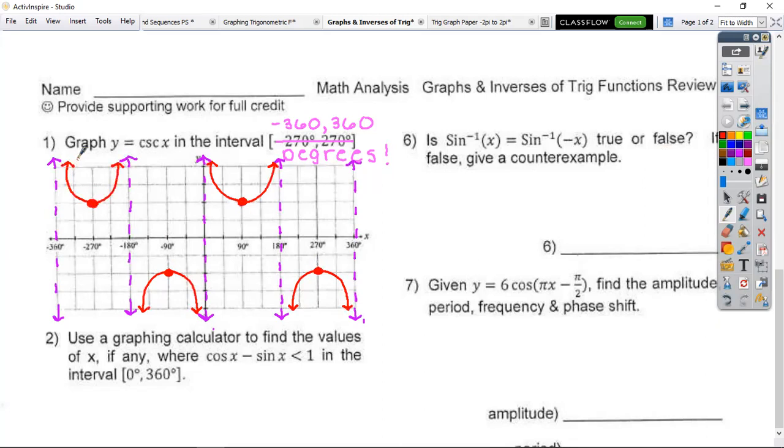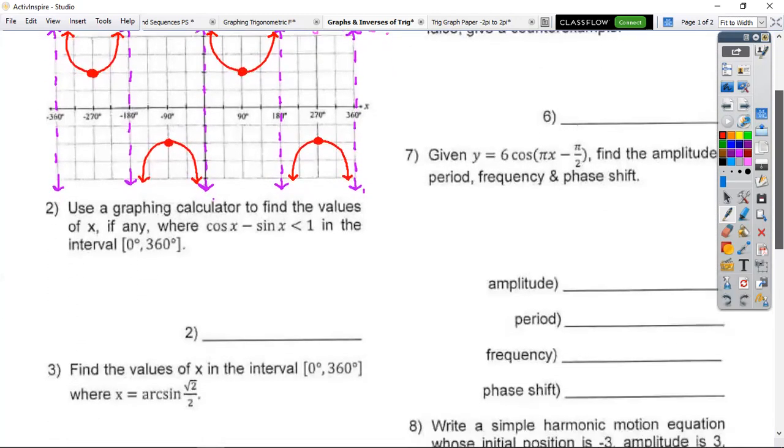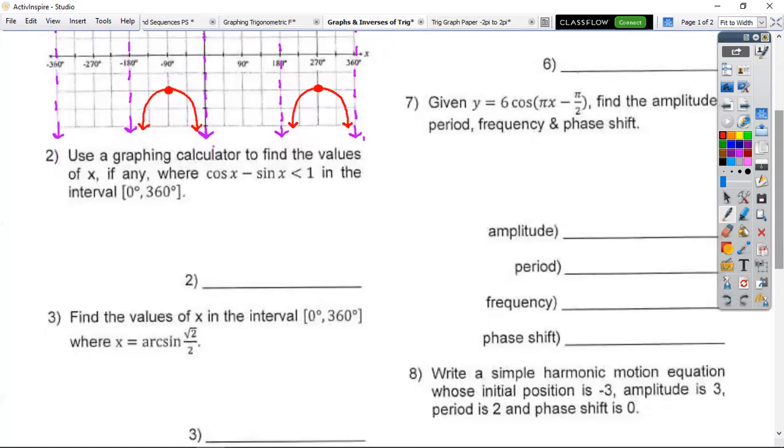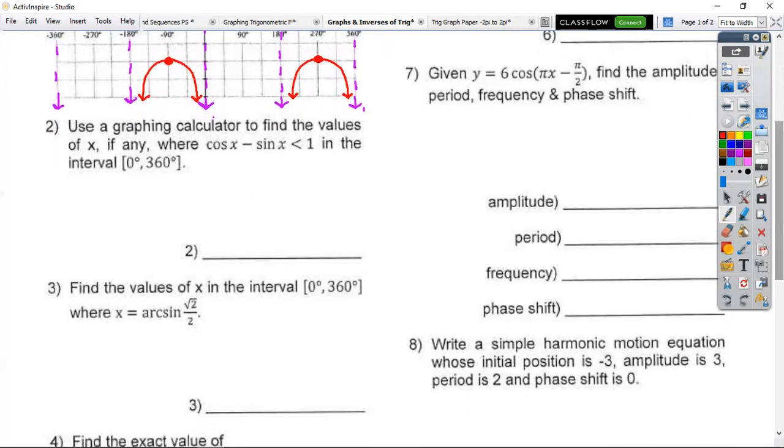All right, does everyone feel confident with the graphing? Pretty easy, right? Good. So now moving on to number 2. Let me fix the screen. So number 2 asks you to use the graphing calculator to find values of x, if any, where cos of x minus sine of x is less than 1 in the interval from 0 to 360. So that means you have to change your calculator.